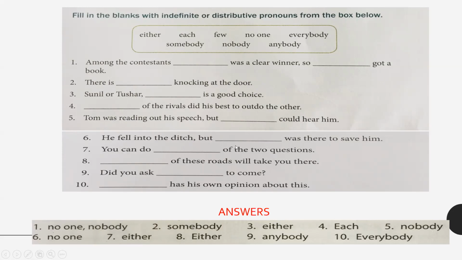Number 7, you can do either of the two questions. Number 8, either of these roads will take you there. Number 9, did you ask anybody to come? Number 10, everybody has his own opinion about this. So depending upon the sentence, we have to decide which pronoun will fit in the blank. So you have to write these answers in these blanks with a pen. Please take a screenshot. We move on to the next topic.